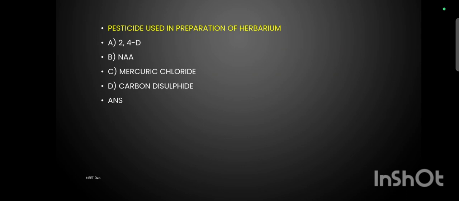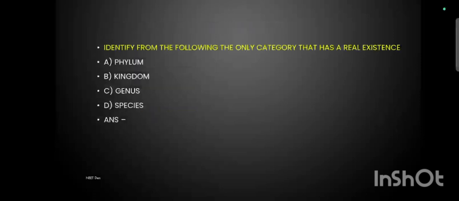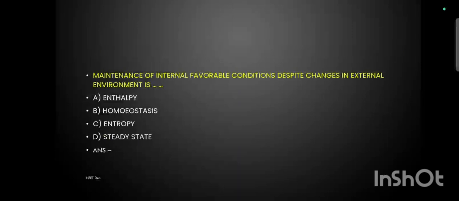Question. Pesticide used in preparation of herbarium are? Correct answer is mercuric chloride. Question. Identify from the following the only category that has real existence. Options are A, phylum, B, kingdom, C, genus, and D, species. The answer is D, species. Question. Maintenance of internal favorable conditions despite changes in external environment is? We have already talked of it. The answer is B, homeostasis.